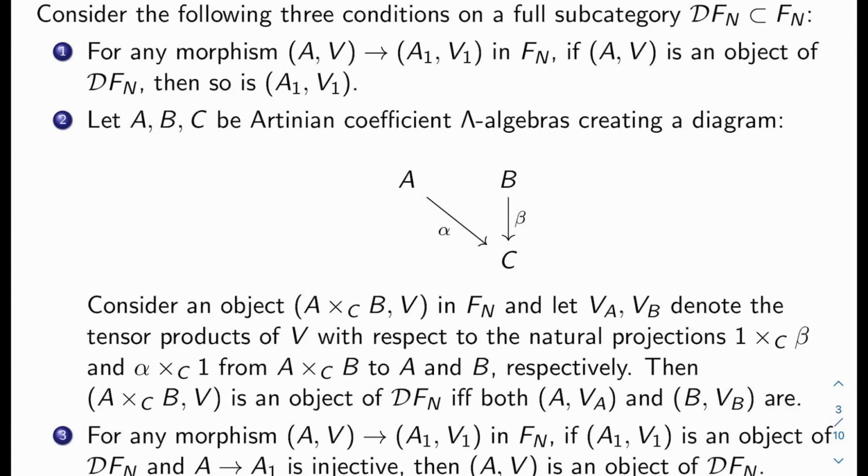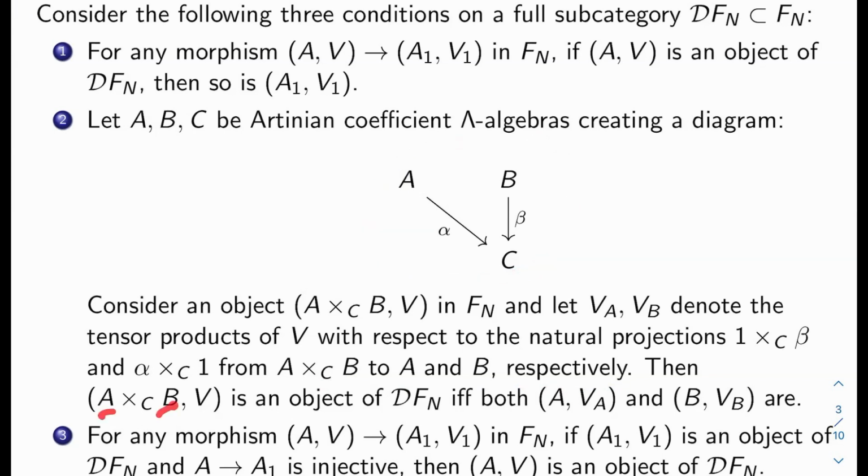Okay, so the second condition is: let A, B, and C be Artinian coefficient lambda algebras that create a diagram like this. So we have a map alpha from A to C and a map beta from B to C. Consider an object (A cross B over C, V) in F_n, and let V_A and V_B denote the tensor products of V with respect to the natural projections from A cross B over C to A and B respectively. Okay, so we're taking the usual tensor products here.